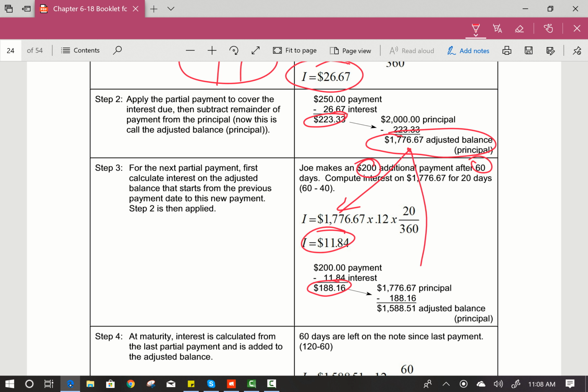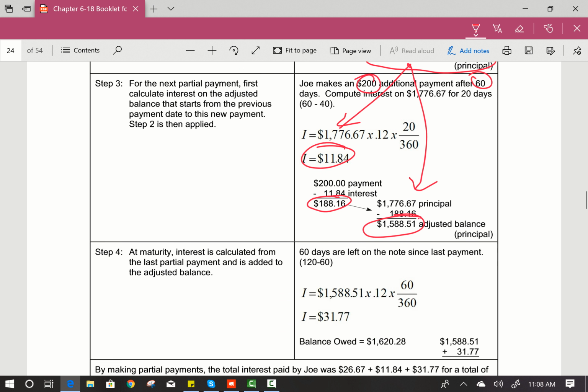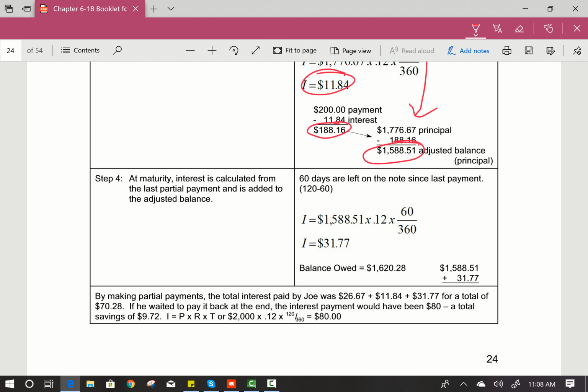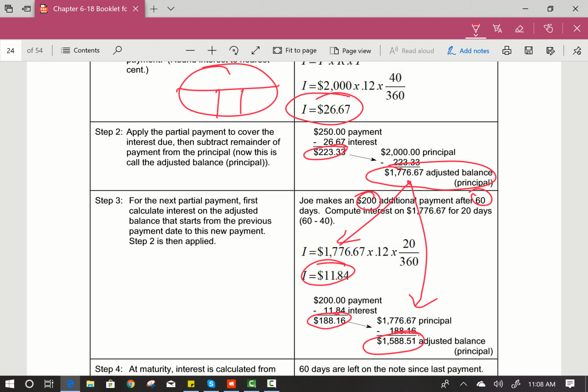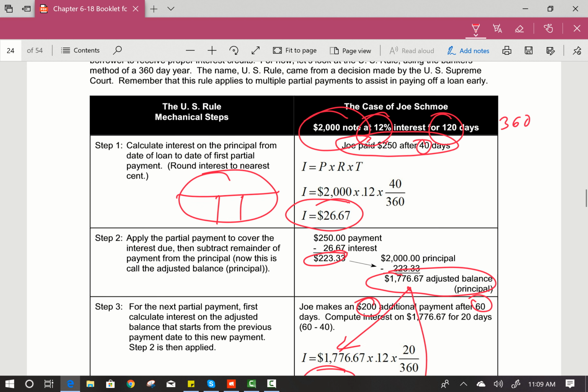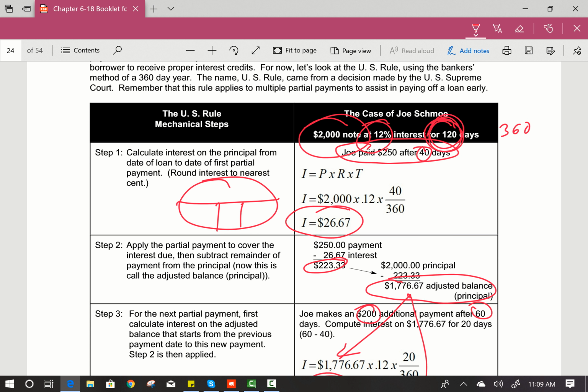Subtract that from my previous adjusted balance of $1,776.67, and my new adjusted balance is $1,588.51. Now I've got 60 days left in the note. Yes, Joe paid $250 after the 40th day, and then he paid $200 after the 60th day. So that's a total of 60 days, and there's 120 days total right there.